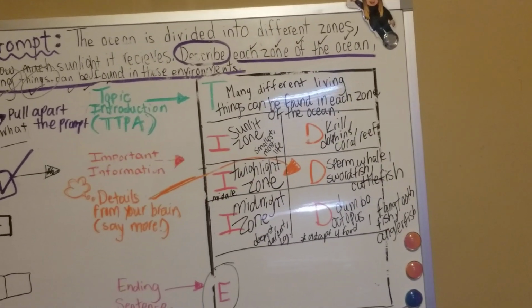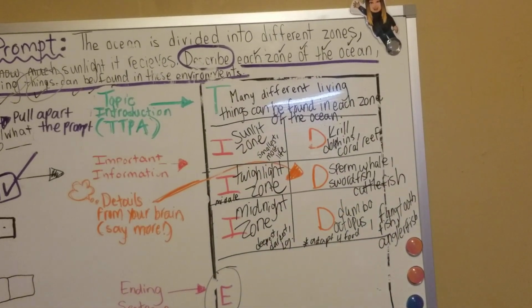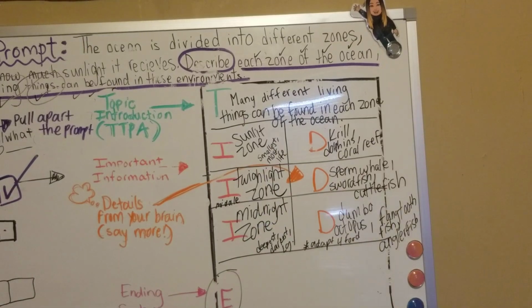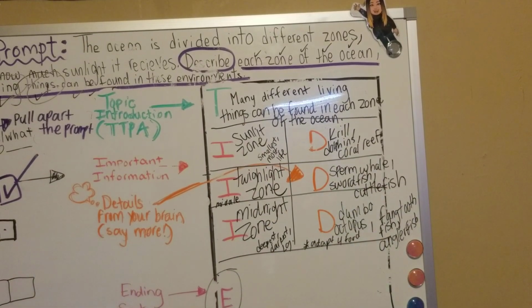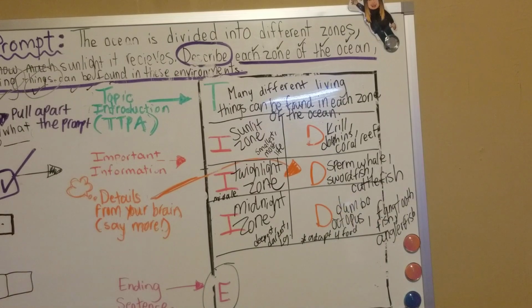I'm going to talk it out. Remember, boys and girls, this is our writing prompt. The ocean is divided into different zones according to how much sunlight it receives. Describe each zone of the ocean and what living things can be found in these environments. My writing later is going to sound something like this when I use full sentences. Many different living things can be found in each zone of the ocean.